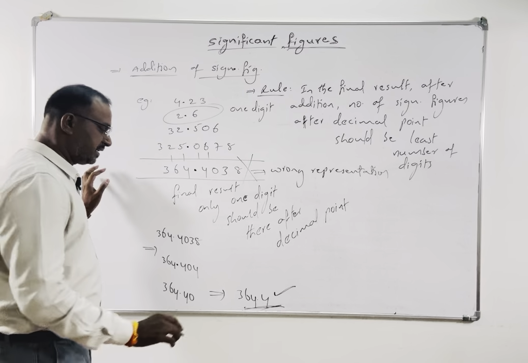But after decimal point, we have to round off to the least number of digits which are present in the given values.